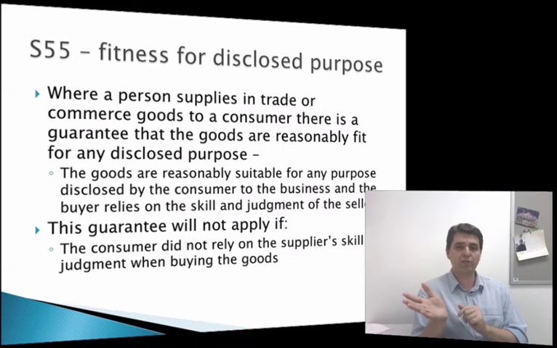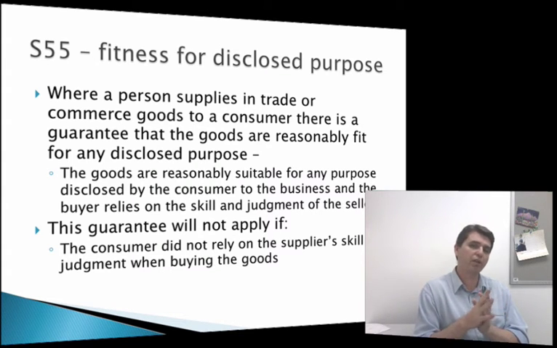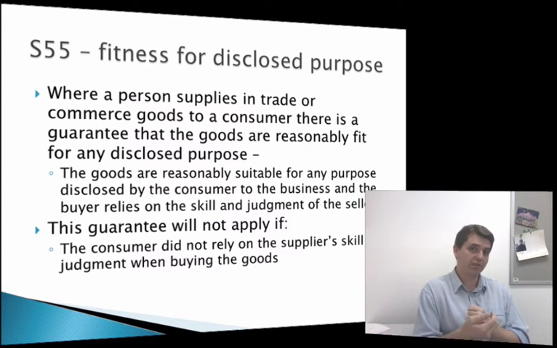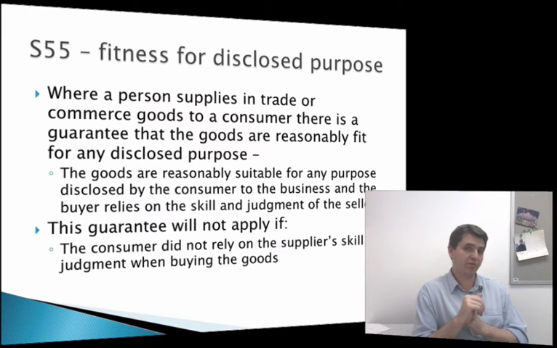So if you said, I want to use that motor in my boat, and they allow you to buy it, then it's implied that there's a guarantee that it will be fit to use for a boat. So if it wasn't marine grade and it broke, you could get an action under section 55. However, the exception to this is if you don't rely on the skill of the supplier when you disclose it. So if you don't rely on that supplier's skill, say they advise you not to use that engine, then section 55 won't apply.